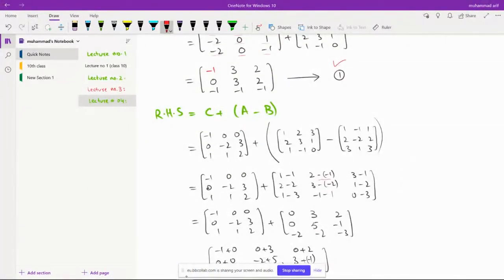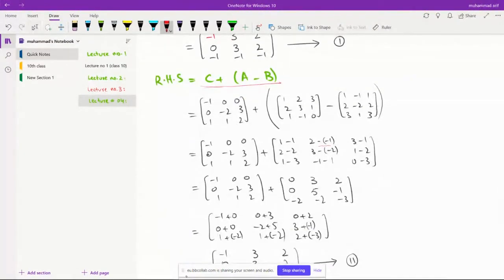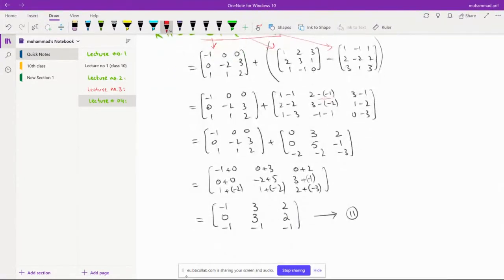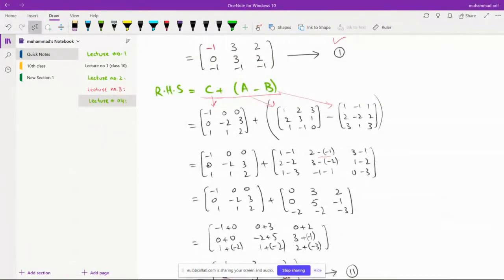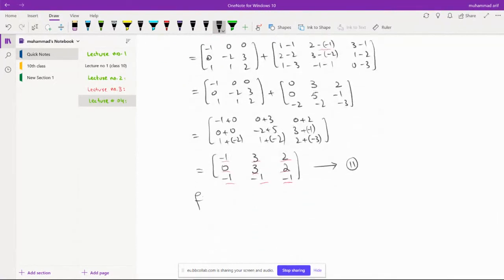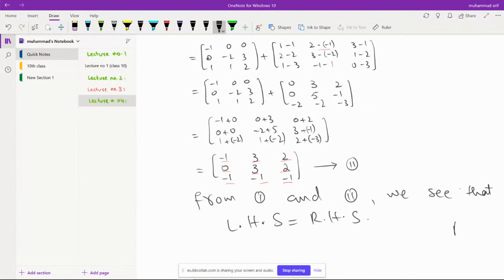Similarly we solve the right hand side. Right hand side is C plus A minus B. Here we write matrix C, matrix A and matrix B. After solving it, we get 0 -1 3 2 0 3 2 -1 -1 and -1. From 1 and 2, we see that left hand side is equal to right hand side, which is the required answer.